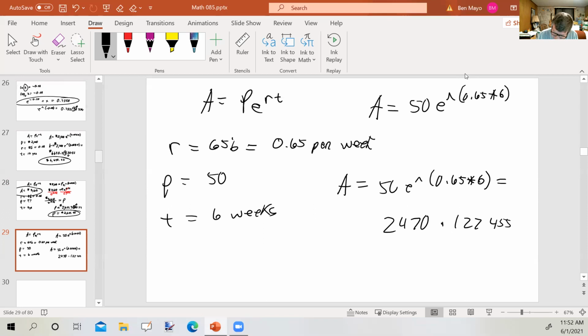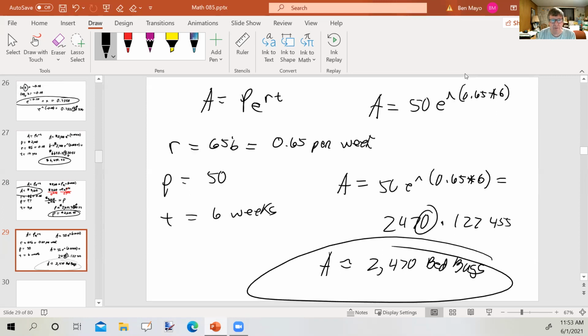2470.122455. Since this is a living creature, we'll round off to the nearest whole bed bug. So it would be approximately 2,470 bed bugs. Doesn't that make you want to go lay down for a nap?